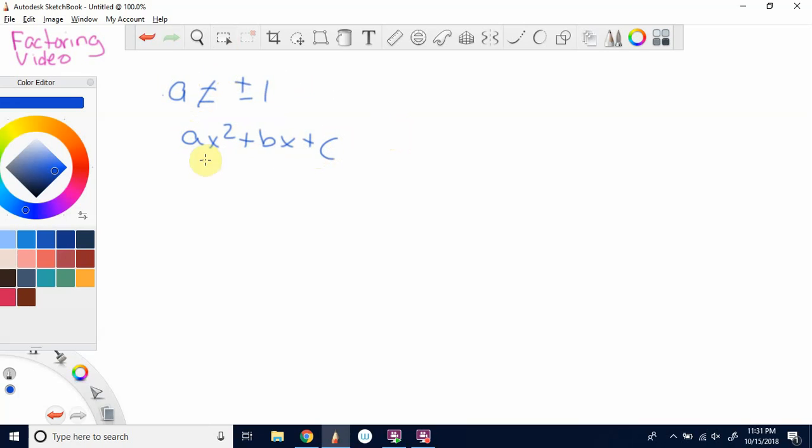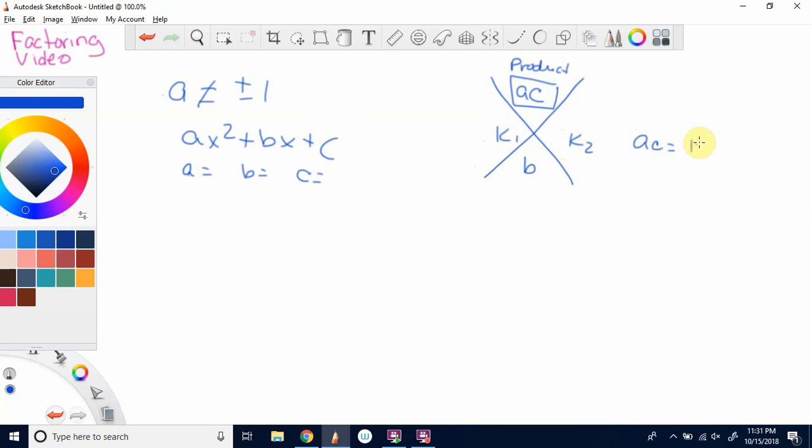And then we're going to identify a, b, and c. And now our formula changes slightly. So we have ac, b, k1, k2. So the change is here. It's the product of a and c. We still are going to take the product of k1 and k2. So ac is going to equal k1 times k2. And b is going to equal k1 plus k2.